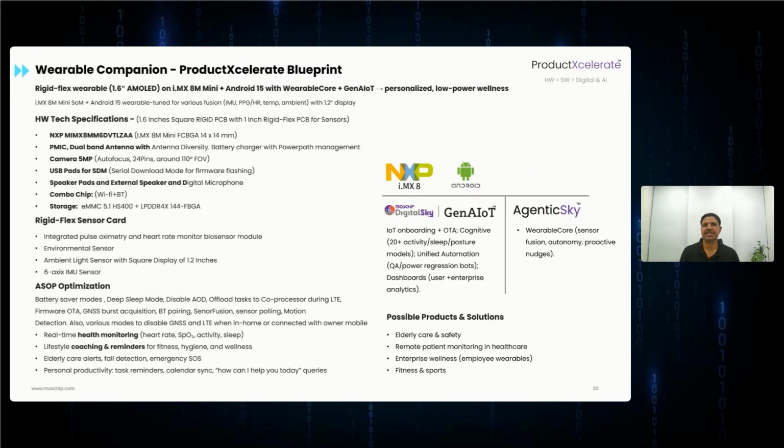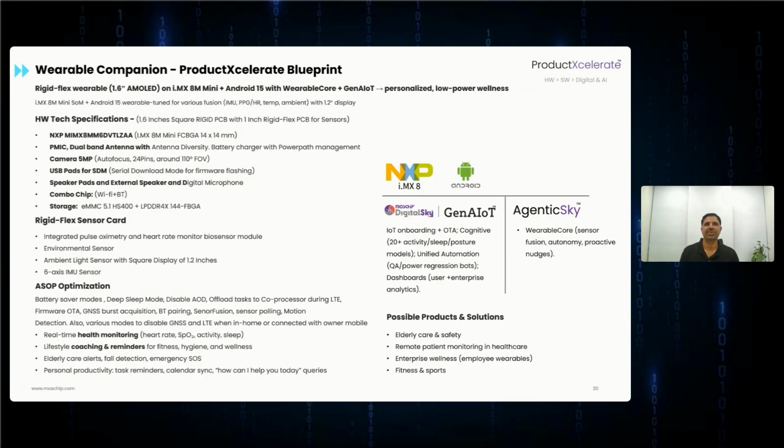The rigid flex sensor card integrates pulse oximetry and heart rate monitoring sensors, an environmental sensor and ambient light sensor, paired with the 1.2-inch square display option, and a 6-axis IMU for activity tracking. This architecture delivers a proven hardware foundation for wellness and preventive care devices that require precise sensing, low power operations, and reliable OTA management.